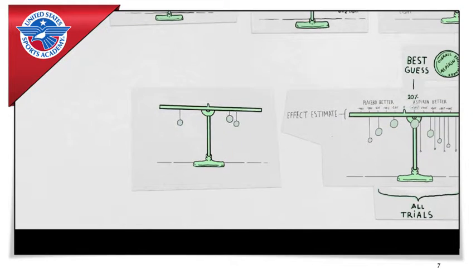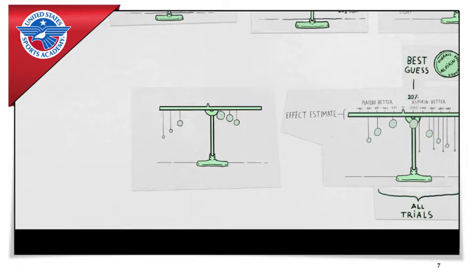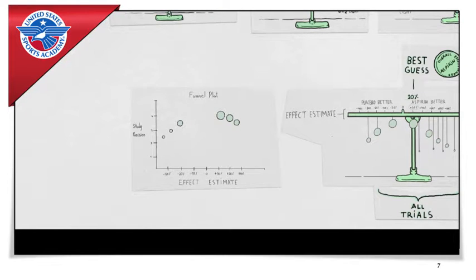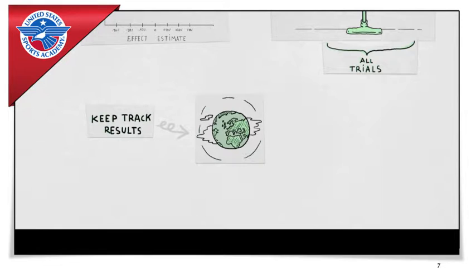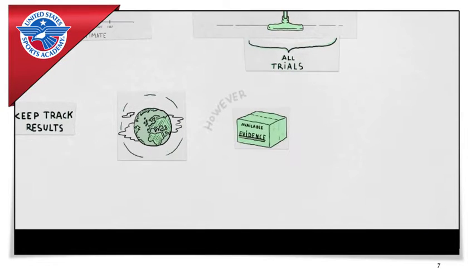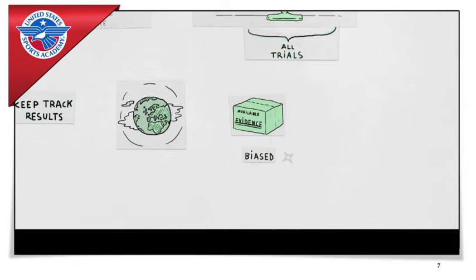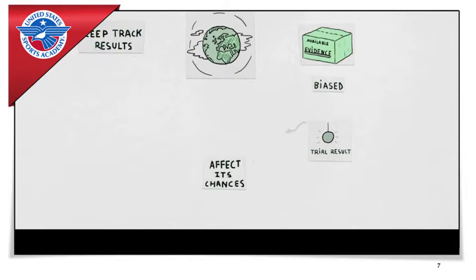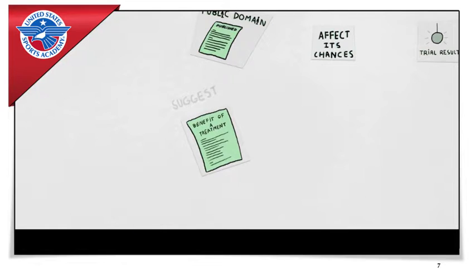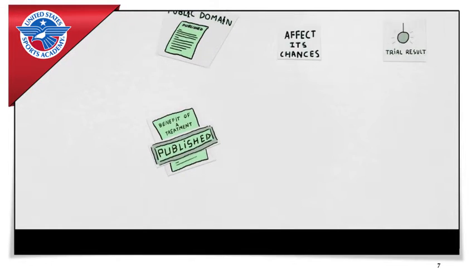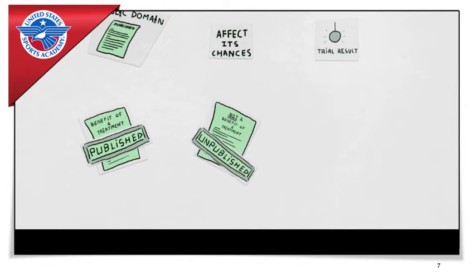As new evidence accumulates, for example, as the results of a new trial emerge, another weight can be added to our scales to update the balance point. Scientists use graphical plots just like this machine to keep track of the results and explain them to the wider world. However, sometimes the available evidence is biased. For example, a trial's result can affect its chances of being published and put into the public domain. Those that suggest a benefit of a treatment might be more likely to be published than those that don't.